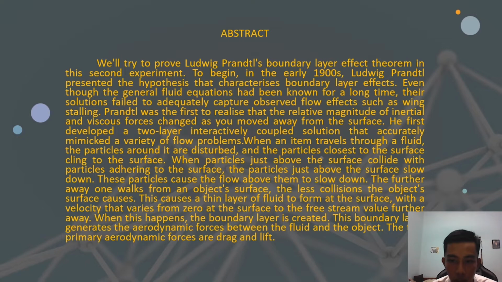The further away one walks from an object's surface, the less the flow is slowed. A layer forms at the surface with velocity that varies from 0 at the surface to the free stream value further away. When this happens, the boundary layer is created. This boundary layer generates the aerodynamic force between the fluid and the object. The fluid's primary aerodynamic forces are drag and lift.